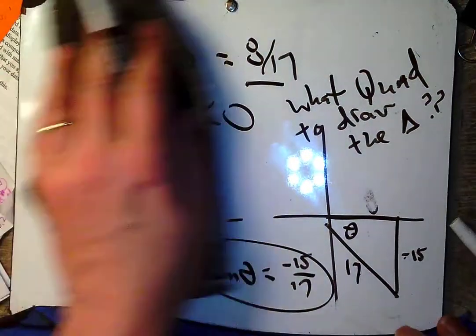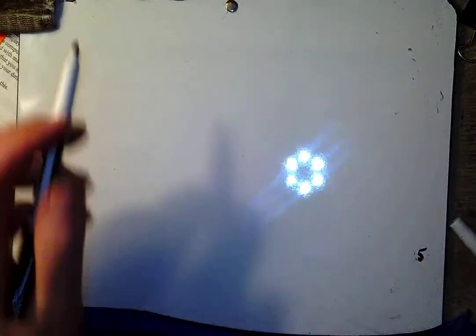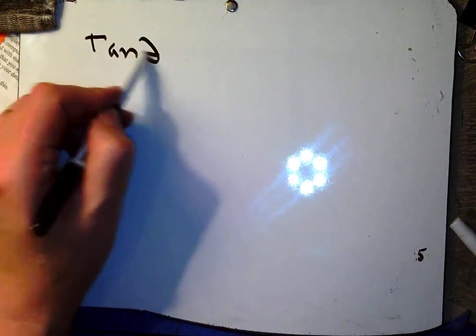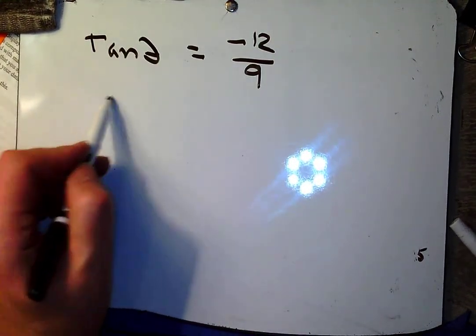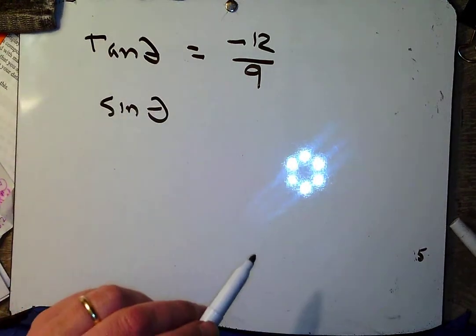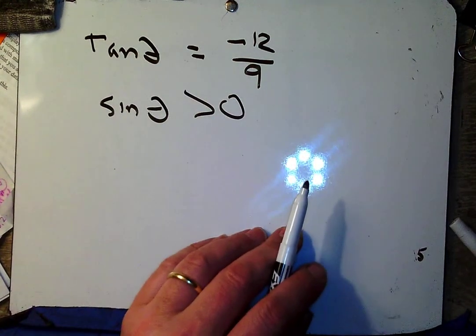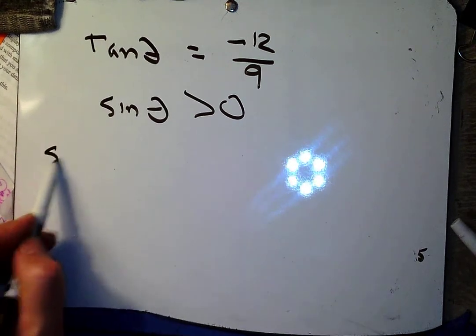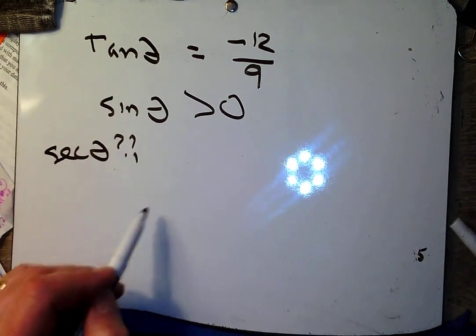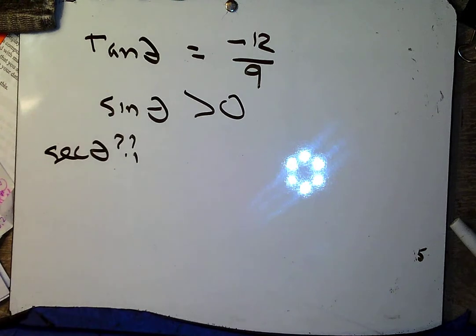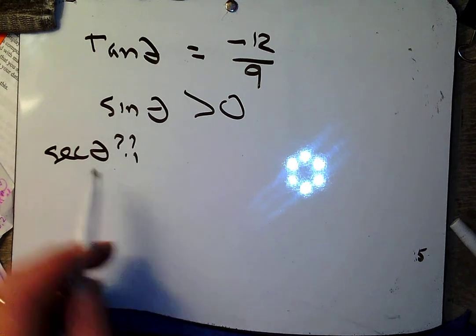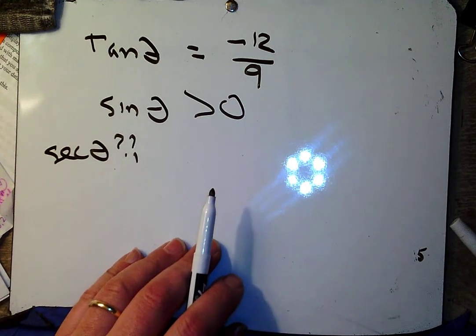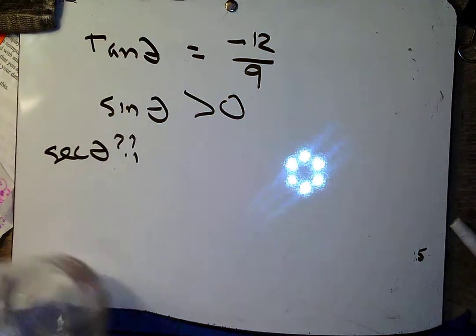So how about this? Your turn. I know that tangent theta is negative 12 over 9, and I know that sine of theta is greater than 0. So, can you tell me what secant theta is? Excellent. I just want to know secant theta. Give it a try. Come back when you're done.